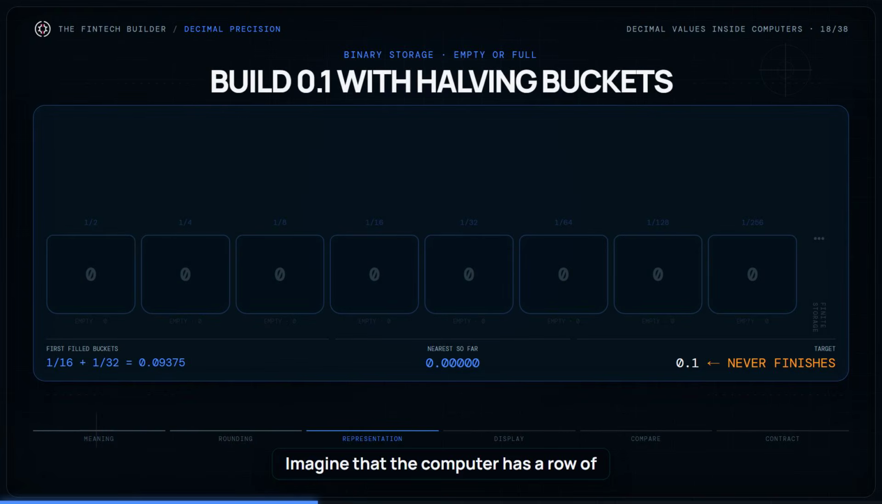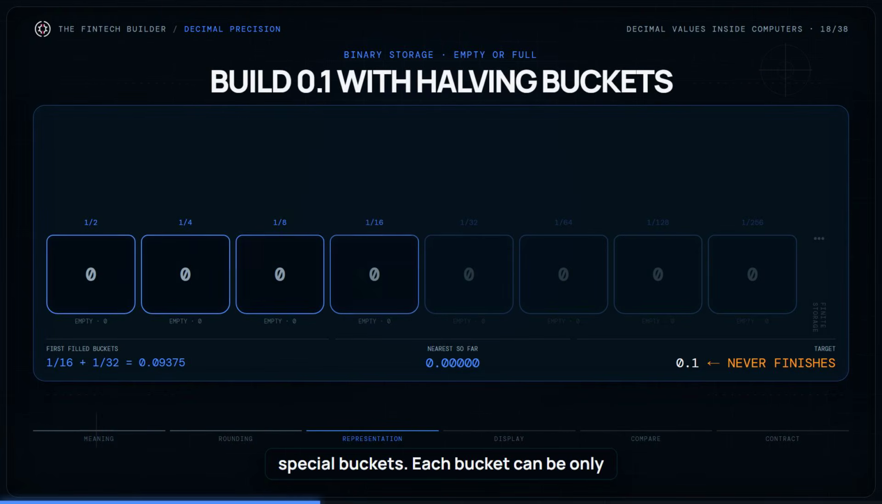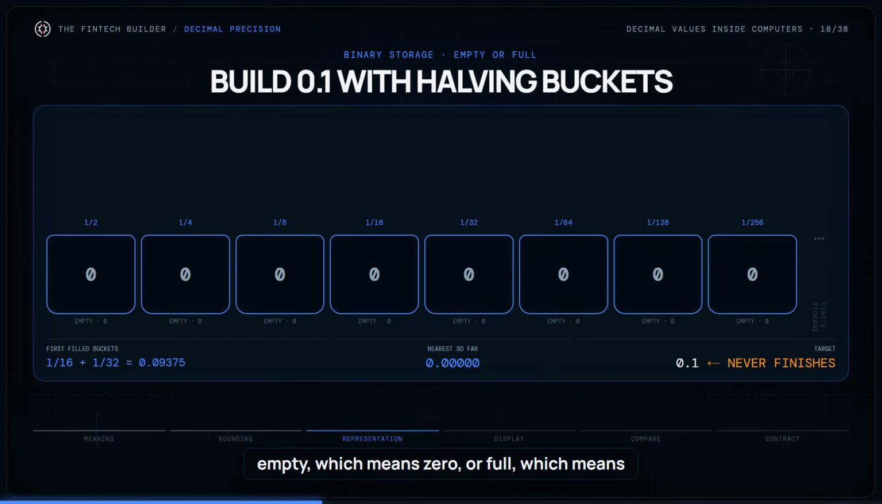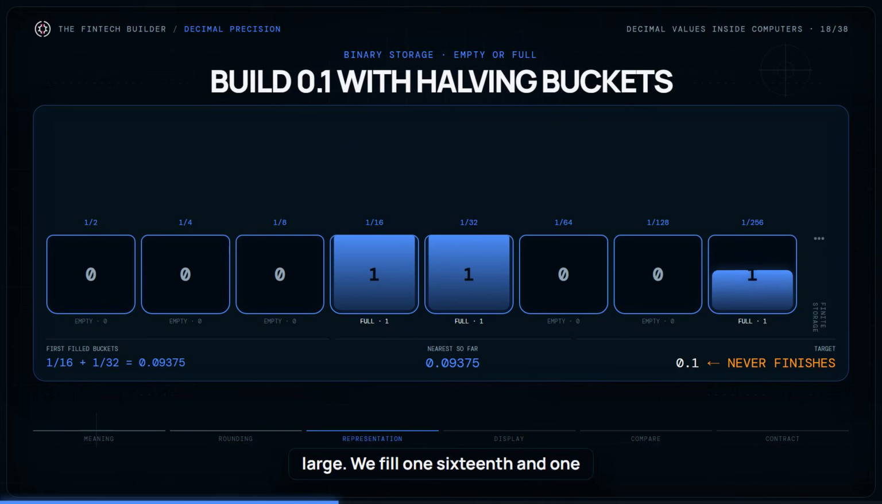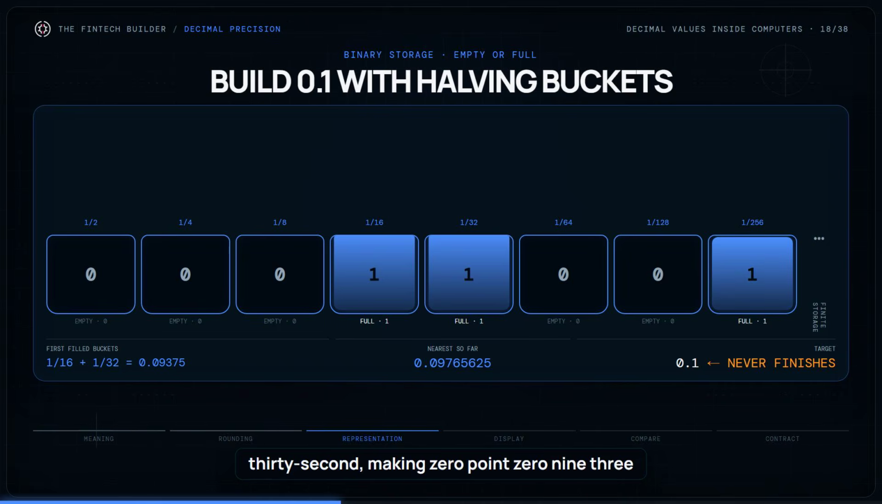Imagine that the computer has a row of special buckets. Each bucket can be only empty, which means 0, or full, which means 1. The buckets are worth 1 half, 1 quarter, 1 eighth, 1 16th, and 1 32nd, with every new bucket worth half as much as the one before it. To build 1 tenth, 1 eighth is too large. We fill 1 16th and 1 32nd, making 0.09375. Close, but not exact.